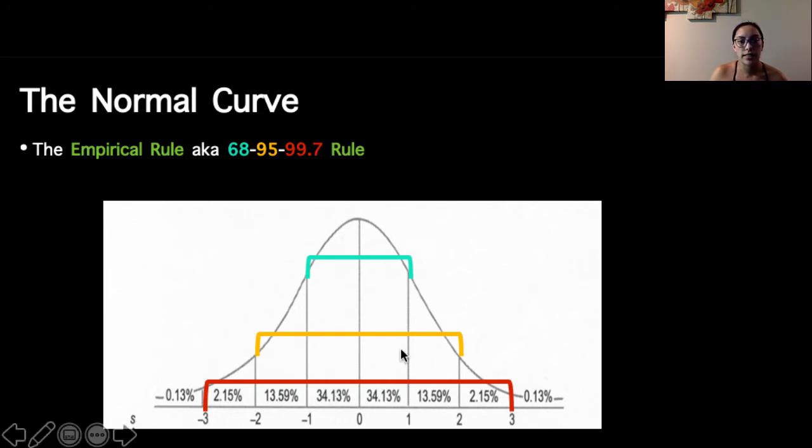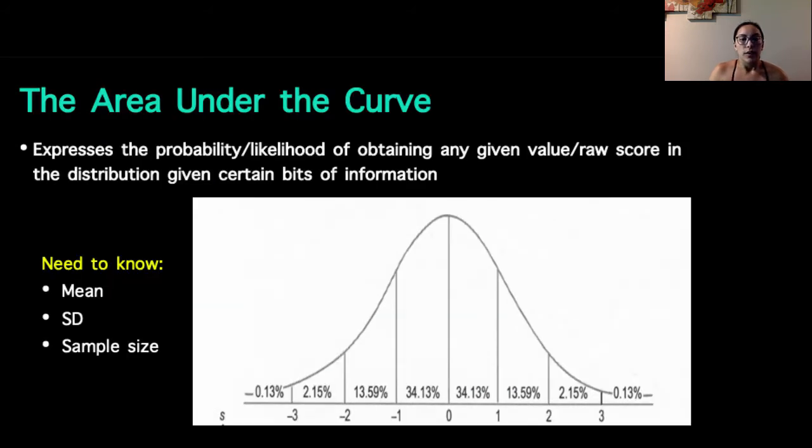So I've kind of been commenting on percentages as an area under the curve. We can also refer to values under the curve as a decimal, so a non-percentage value. And that decimal number can be anywhere between 0 and 1, similar to percentages which exist between 0 and 100%. That would express the probability or the likelihood of obtaining a given value or raw score in the distribution given certain bits of information. And those certain bits of information will be the mean, the standard deviation, and the sample size.